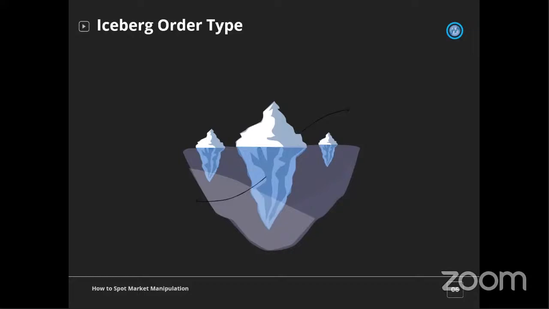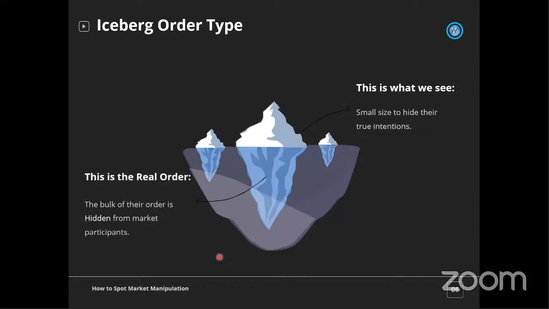Just like this iceberg we see here, if we were in a boat or on the shore, we would look and we would only see the tip of the iceberg and we'd say, wow, that's pretty big. But the actual huge part that we can't see is under the water. And that's the same thing with an iceberg order type. They're showing just a little bit of the liquidity, but most of it is under the water. So they have the small size to hide their true intentions up here, and the real order, the bulk of their order, is hidden from market participants.